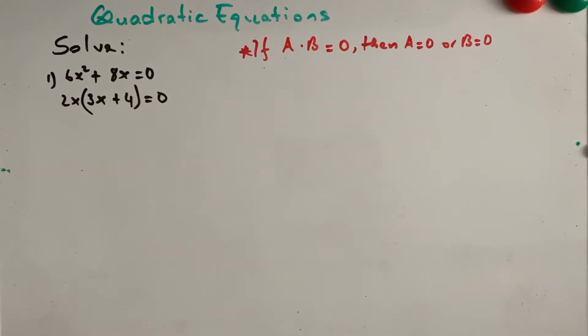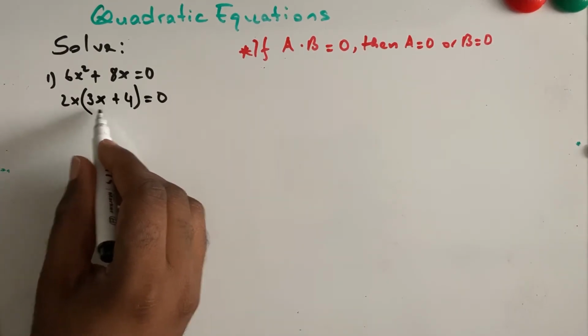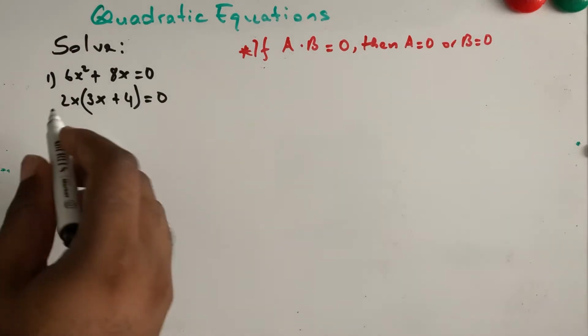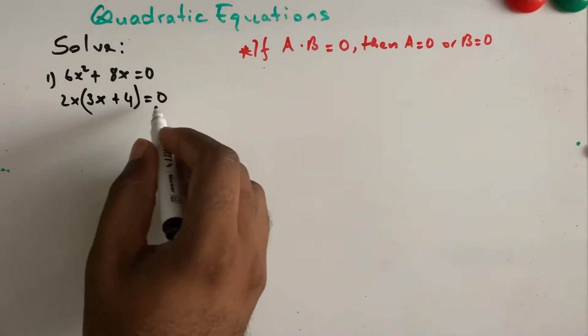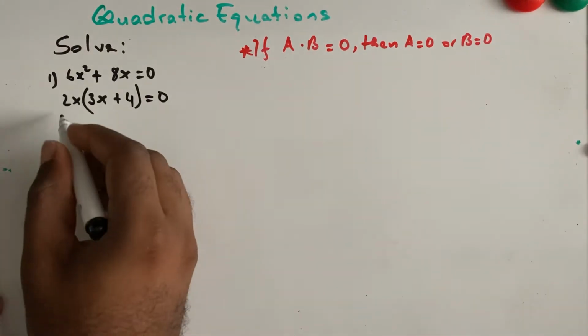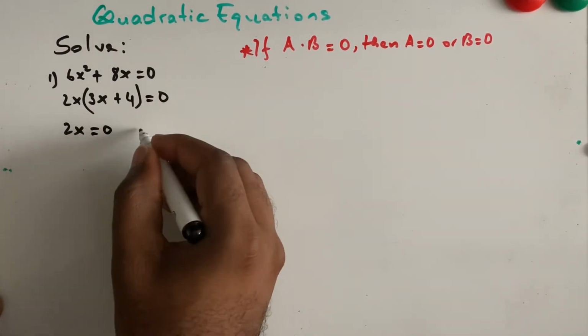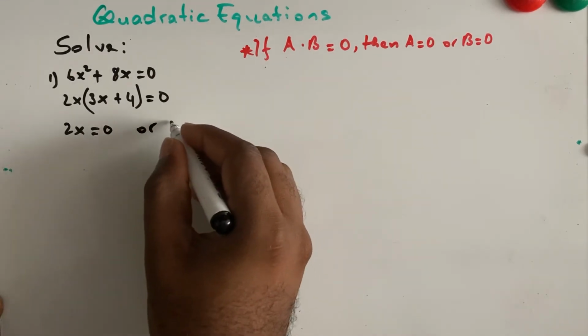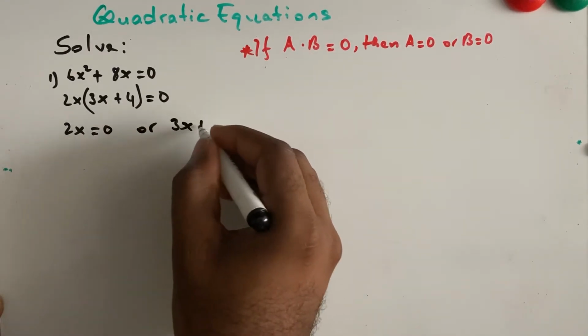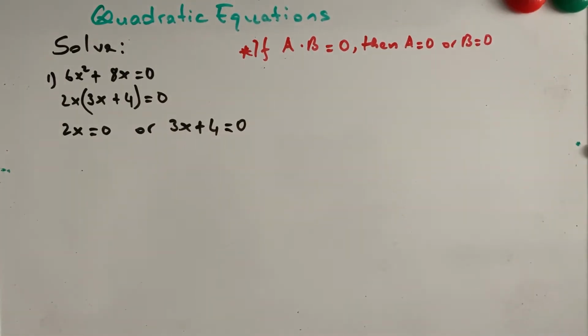Now, two factors: 2x, the first factor, and the second factor, 3x plus 4. Those two factors, their product is 0. That means, according to this right here, that one of the factors has to be 0. It's either that 2x is 0 or 3x plus 4 is 0. So one or the other, okay?